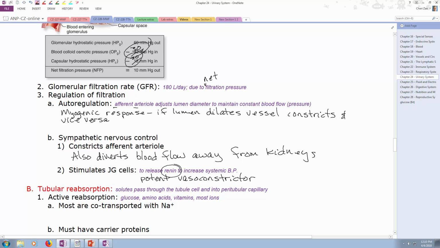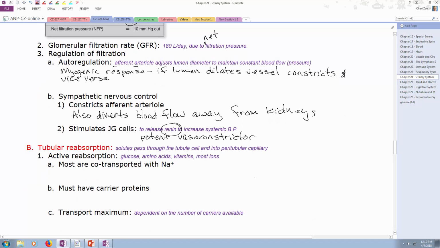Now we're into the topic of tubular reabsorption. We have this large amount of filtrate, and we only want to put out basically 1 liter to 1.5 liters of urine a day. So we need to reabsorb all of this volume that we've put into this tubular system, as well as the solutes that we want to keep inside our body. We will reabsorb glucose, amino acids, vitamins, and most of our ions through an active reabsorption process that couples sodium transport with the movement of these various particles.